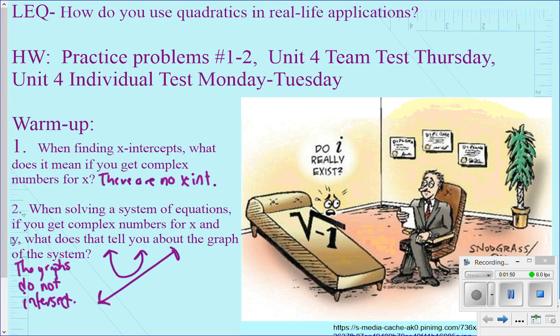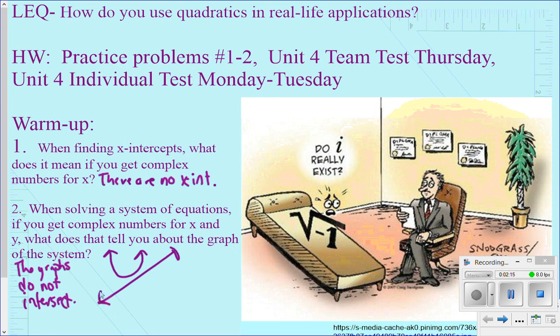If the goal is to find the x-intercepts and you get complex numbers, then there are no x-intercepts. That has nothing to do with intersection of two graphs. And vice versa, if the goal is to solve a system of equations, that means our goal is to figure out where the graphs intersect. They don't intersect, so they don't have real numbers as their solution.